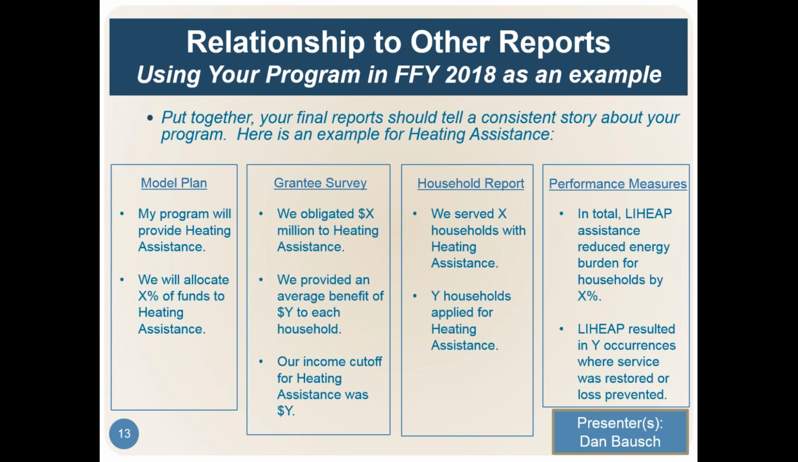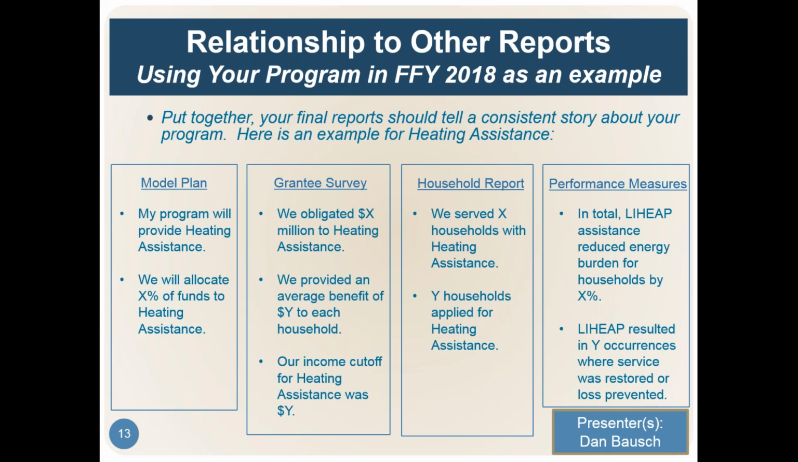So here's an example of how all these reports relate and can provide a comprehensive picture of your program activities. On this slide, this example is for heating assistance. So the model plan would be where you would say, in federal fiscal year 2018, we're going to provide heating assistance. We intend to allocate a certain percentage of funds to heating assistance. Then the Grantee Survey, you're looking back at what happened during the fiscal year, and you're reporting, here's how much in funds we obligated to heating assistance. Here's the average benefit we provided to each household.